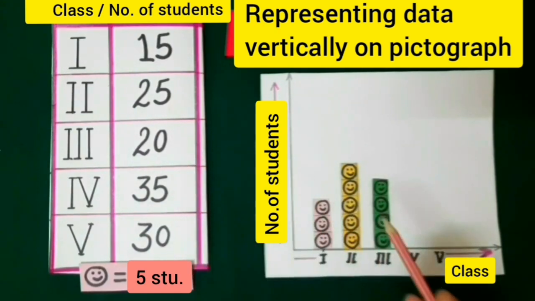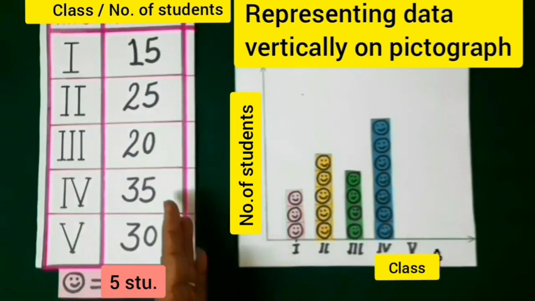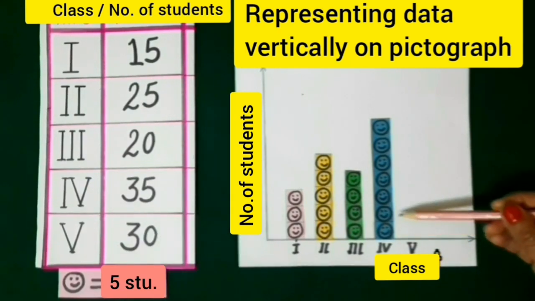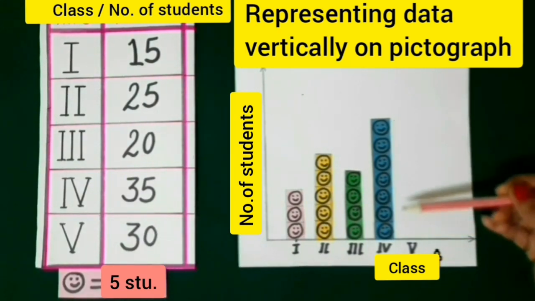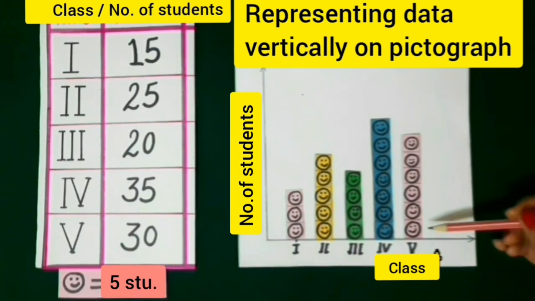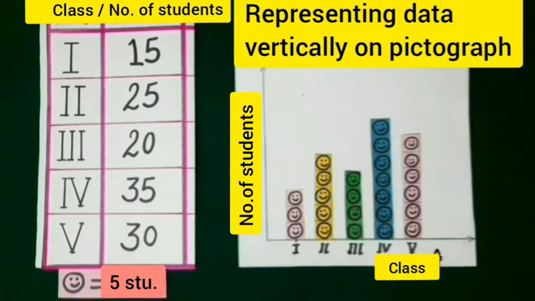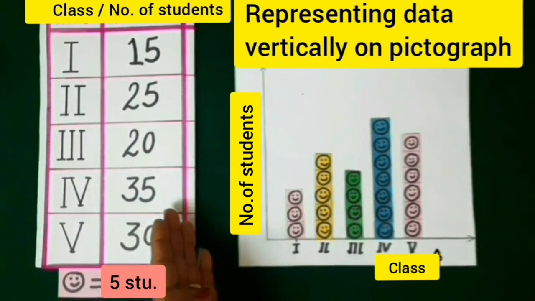Now the number of students in class 3rd are 20. So to represent 20 on a pictograph, we have used 4 smileys, that is 5, 10, 15, 20. Now we represent 35 students of class 4th with the help of smileys like this, and finally we represent 30 students of class 5th in this way. So in this way, according to the given data, the pictograph is ready.